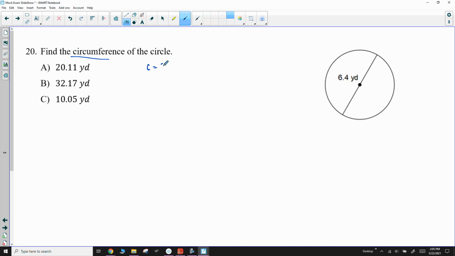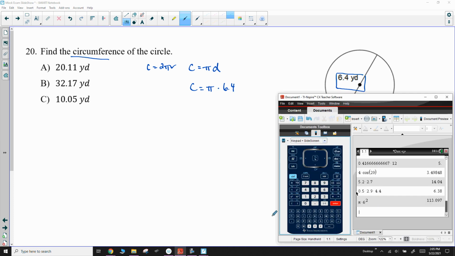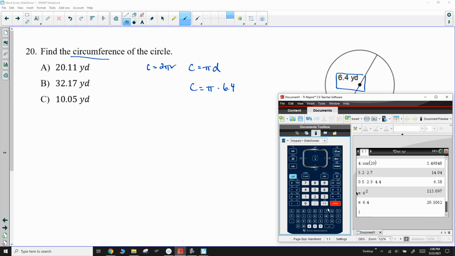The circumference is 2 pi r, or the circumference is pi times d. This is hovered right there near the center, which means that this is referring to a diameter. So we can do pi times 6.4. To my calculator I go. Pi times 6.4 is equal to 20.11.